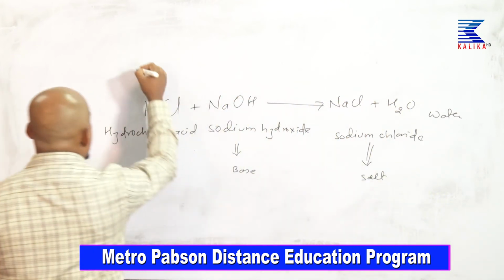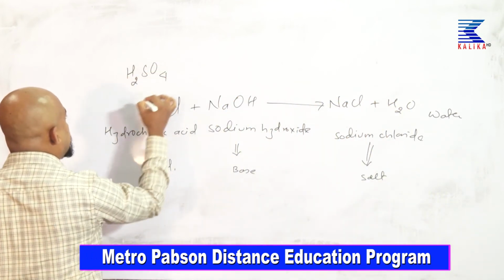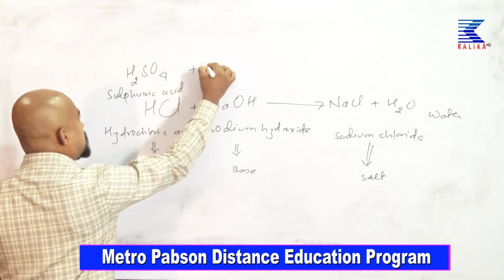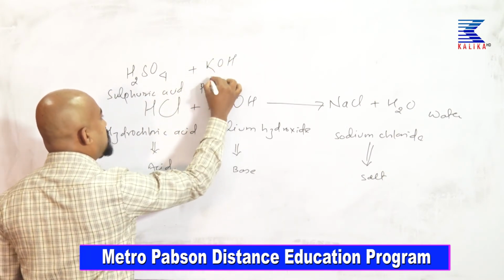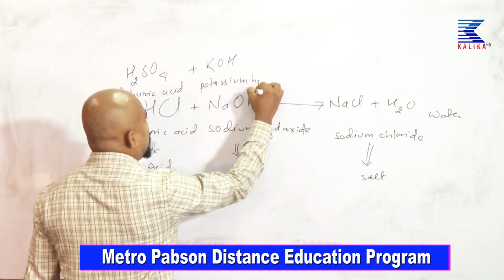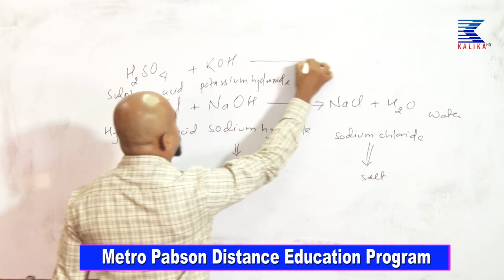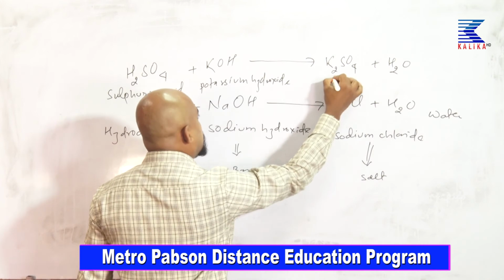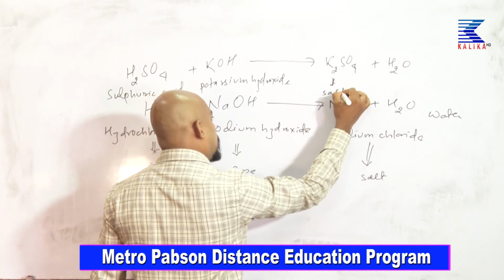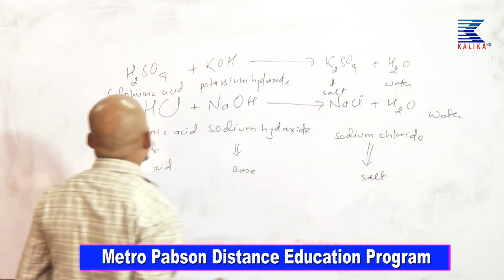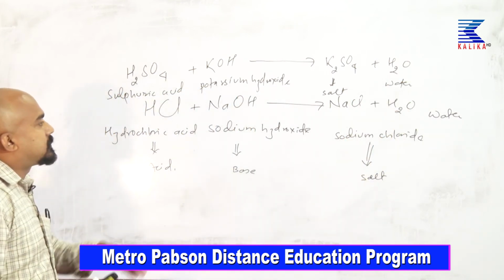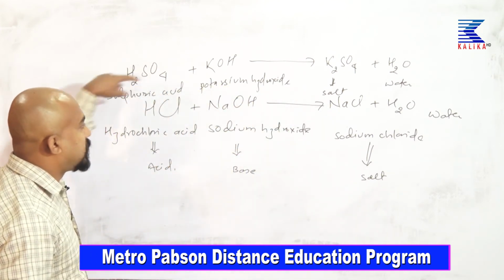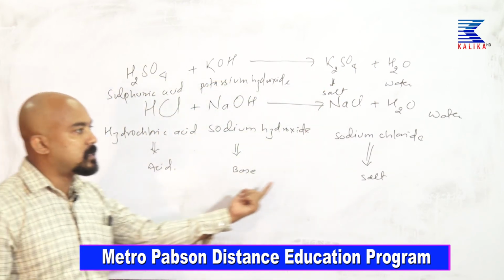You can change the hydrochloric acid with other types of acid. You can take the example H2SO4, sulphuric acid, plus KOH, the base potassium hydroxide, giving potassium sulfate plus water, which are the salt and water. You can balance the chemical equation. In previous classes we already discussed how to balance chemical equations. So acid plus base gives salt and water.